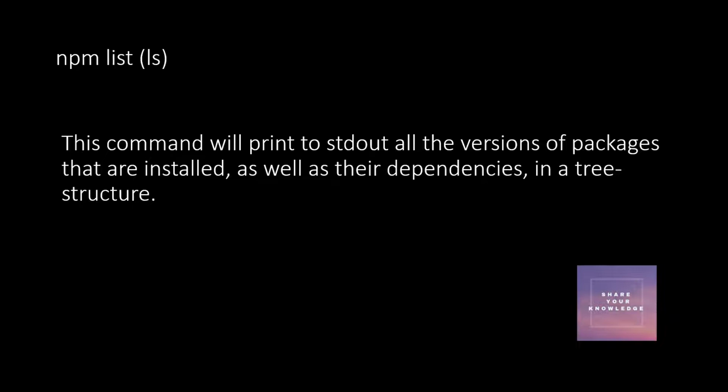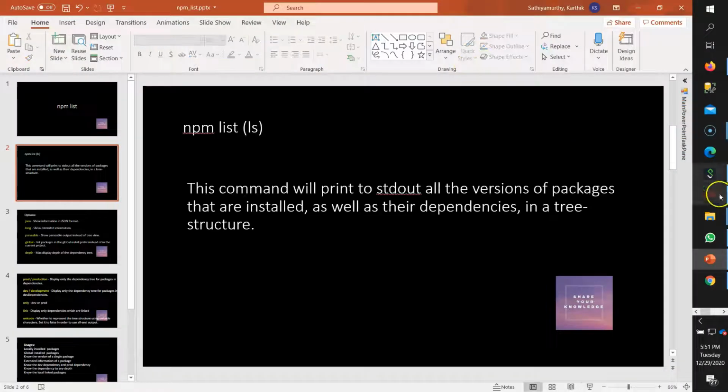If you take one dependency, maybe Angular, it may be dependent on many other packages, and those packages may be dependent on many other packages. So the npm ls command gives all the dependencies in a tree structure by default. You have to understand. Now, let me show that.